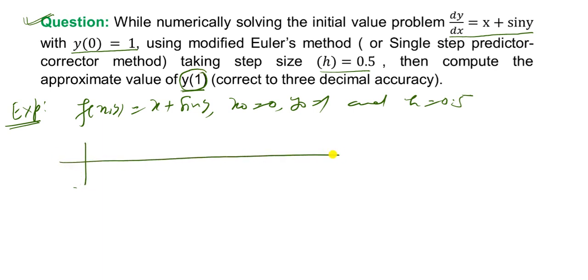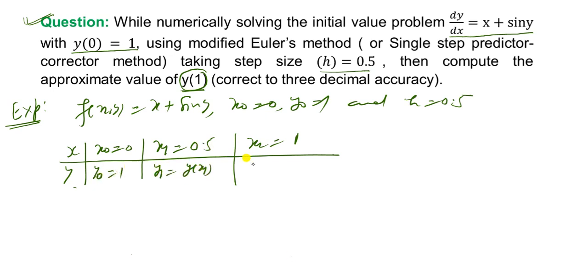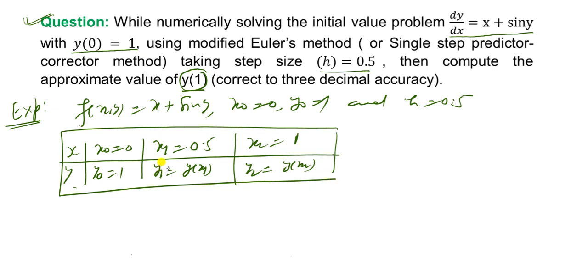So first of all generate the table. So x arguments: x naught is 0, then x1 is x naught plus h, this is 0.5, then x2 is x naught plus 2h, this is equal to 1, then y naught is 1, then y1 is y of x1 and x1 is 0.5, and y2 is y of x2 and x2 is 1. So in step 1 compute the value of y at x is equal to x1, and in step 2 compute the value of y at x is equal to x2.